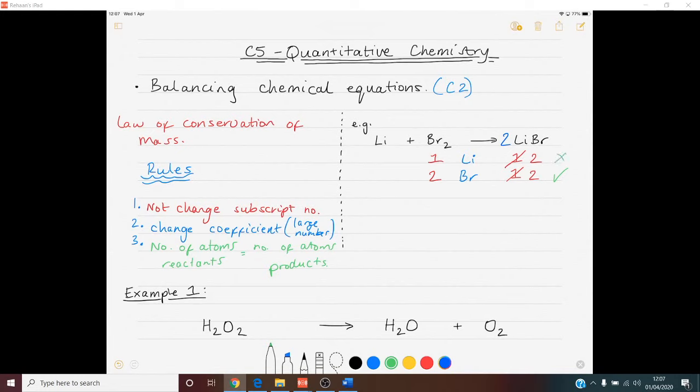Just a quick check, we've now balanced the bromine. The lithium is still unbalanced. But if you look closely, there are 2 lithiums on the right. There is only 1 lithium on the left. An easy way to fix that is to put a big number 2 in front of the lithium. And again, you need to re-evaluate.